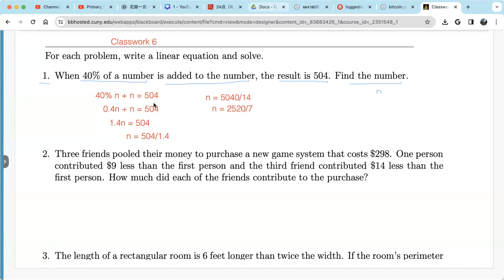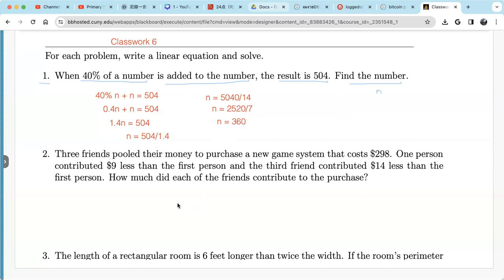Now I can do 2,520 divided by 7. So n equals, well, 7 goes into 25 3 times, right? So I have 3. Then 3 times 7 is 21. 21 subtracted from 25, we have 4, bring down the 2, 42. Well, 42 divided by 7 is 6. So the number is 360.